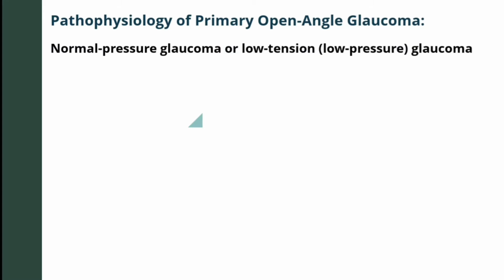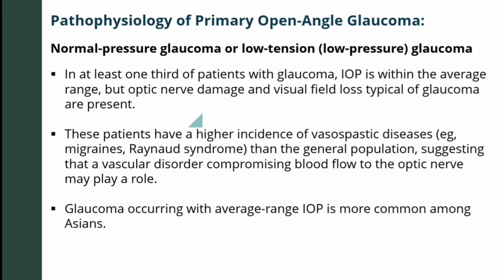Now, normal pressure glaucoma, or low tension or low pressure glaucoma, a lot of names. In at least one third of patients with glaucoma, the intraocular pressure is within the average range, but the optic nerve damage and visual field loss typical of glaucoma are present. These patients have a higher incidence of vasospastic diseases, for example migraines or Raynaud syndrome, than the general population, suggesting that the vascular disorder compromising the blood flow to the optic nerve may play a role in this glaucoma. Glaucoma occurring with the average range intraocular pressure is more common among Asians.